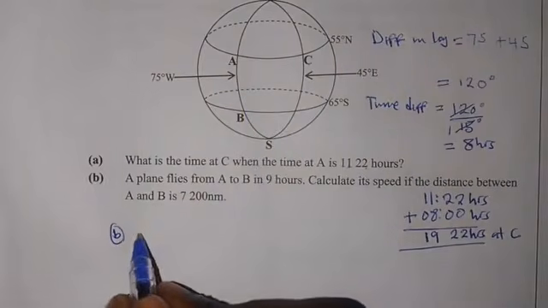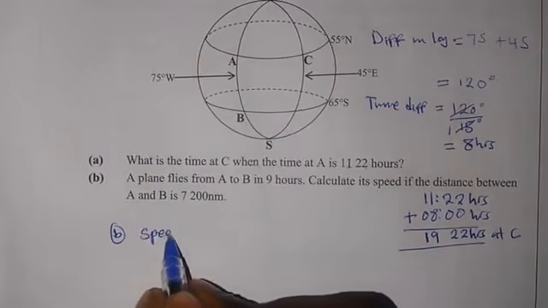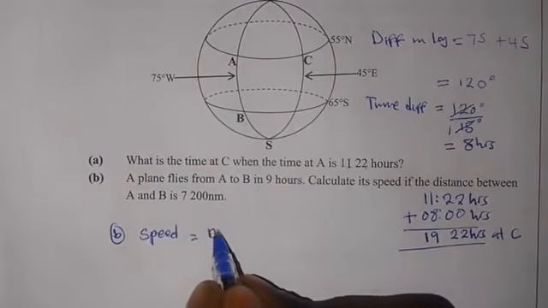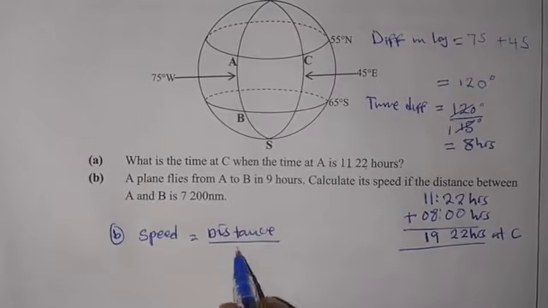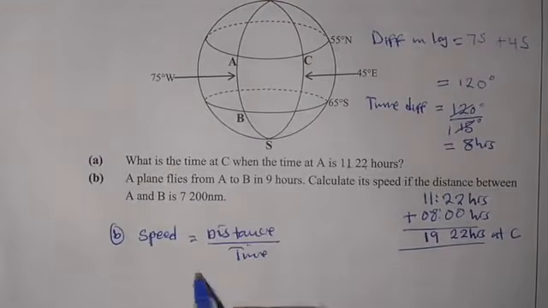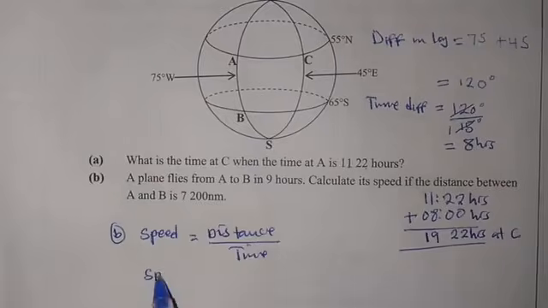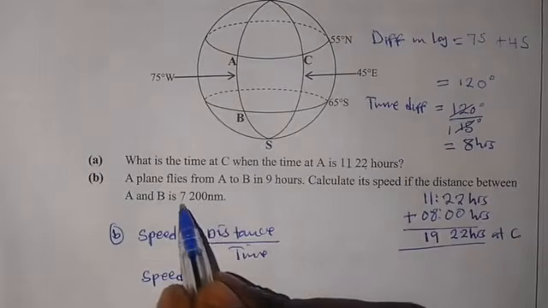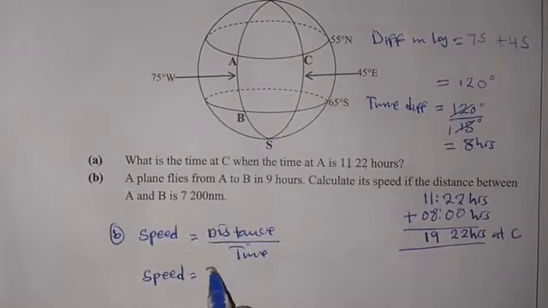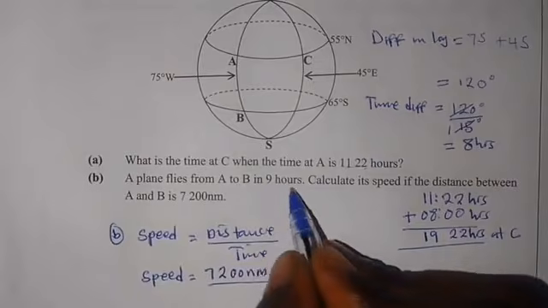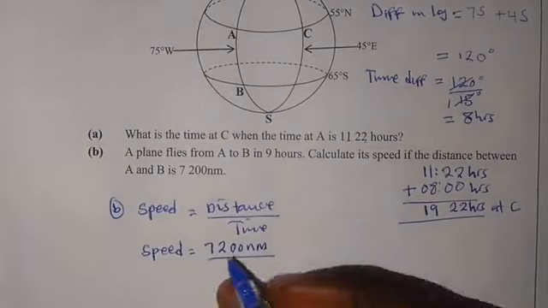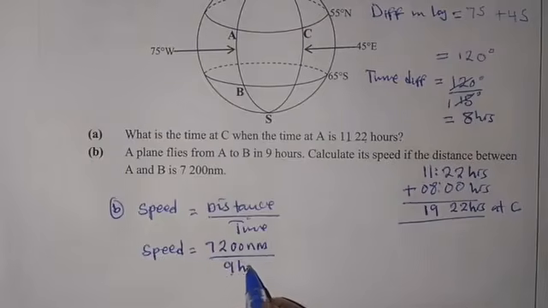So what is our speed? So I'm going to say speed is equal to, so this is the formula for speed. Distance over the time taken, okay? So from here, we are going to say speed is equal to, so what is our distance? Our distance is 7,200 nautical miles, okay? 7,200 nautical miles over, what is our time? 9 hours here. This is the time they have given us, which is 9 hours.